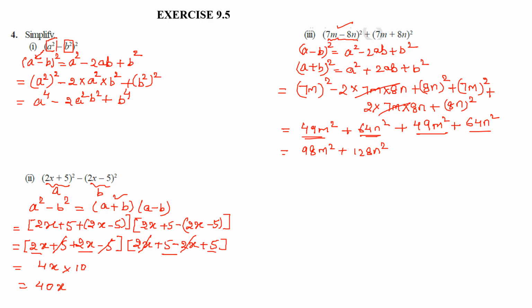So this is the third question. You have to first think which identity you are going to use, and then slowly you have to see how to write the given expression in the identity form, and then you have to solve it. Now moving to the fourth question.